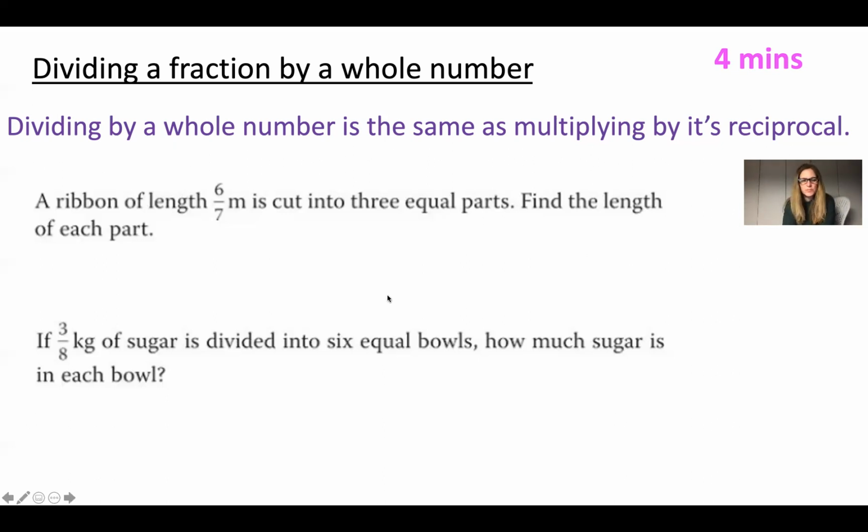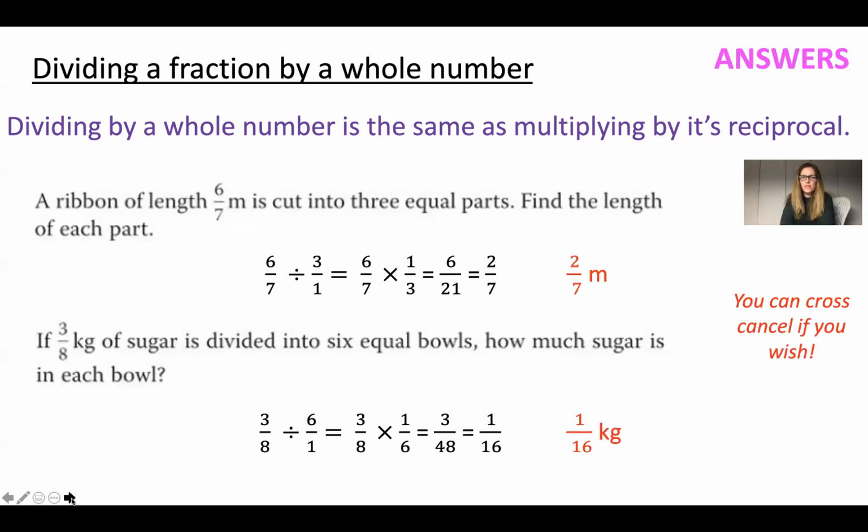I'm going to show you two different methods for answering these. Firstly, looking at the division of a fraction is the same as multiplying by its reciprocal. We have 6/7 multiplied by 1/3 gives us 6/21 simplified down to 2/7. Obviously, you could cross cancel here if you wish. Secondly, 3/8 divided by 6/1, 3/8 multiplied by its reciprocal, which is 1/6, gives us 3/48 simplified to 1/16. Again, if you wanted to, you could cross cancel here.